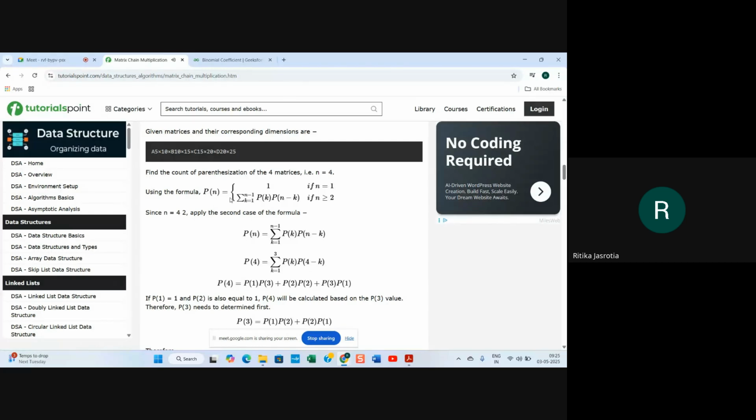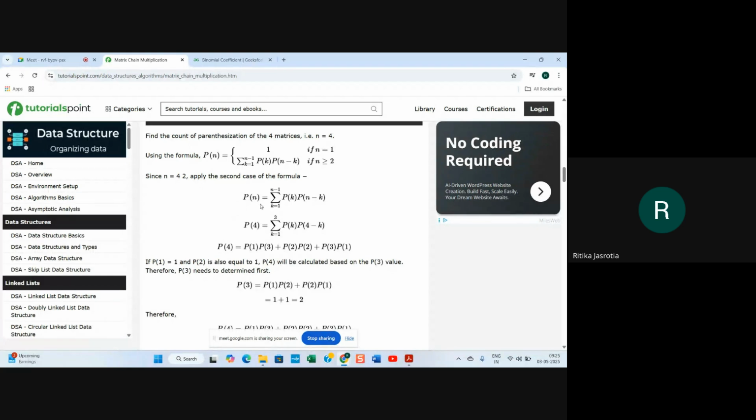So using the formula Pn is equal to 1 if n is equal to 1, and sigma k is equal to 1 to n minus 1, Pk Pn minus k if n is greater than or equal to 2, since n is equal to 4. So apply the second case of the formula, because you have four matrices and n is greater than or equal to 2. So we'll apply the second case, Pn is equal to sigma k is equal to 1 to n minus 1, Pk Pn minus k. This formula we'll apply.